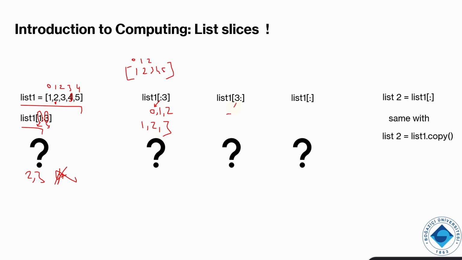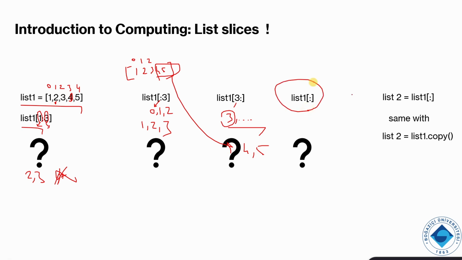Here it will start at 3 and go until the end of the list. So take elements with index numbers from 3 to the end of the list. It will take all elements from there, so it will print 4 and 5. If you do that one, it will print all elements inside of list 1.